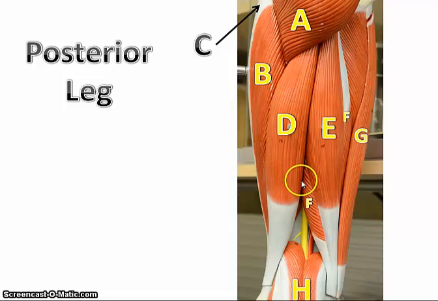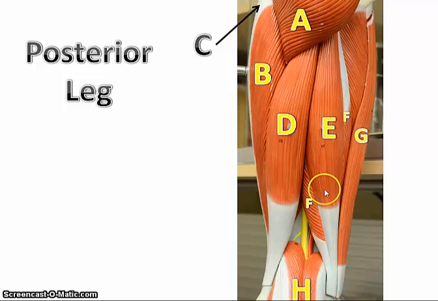Now we go into the hamstrings. The hamstrings are actually made of three muscles. The one that is most lateral is the biceps femoris. You see this tendon come down. You can actually feel that behind your knee. So you have the biceps femoris.